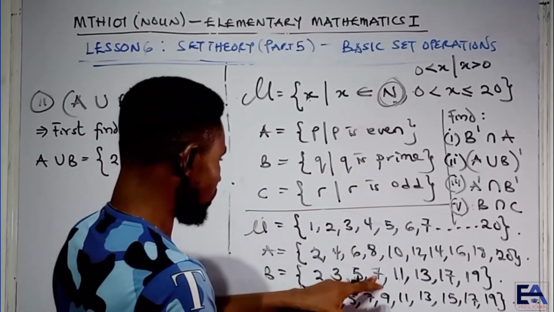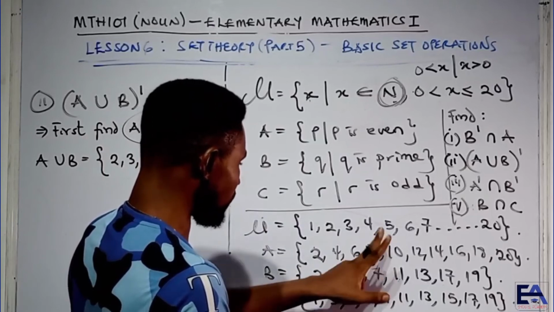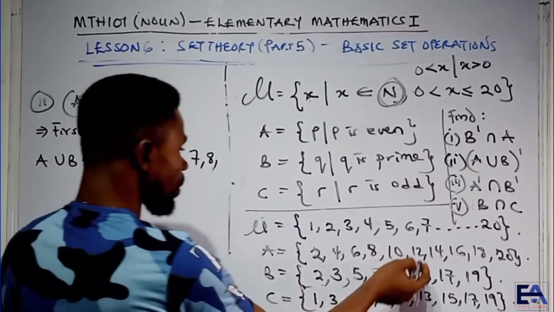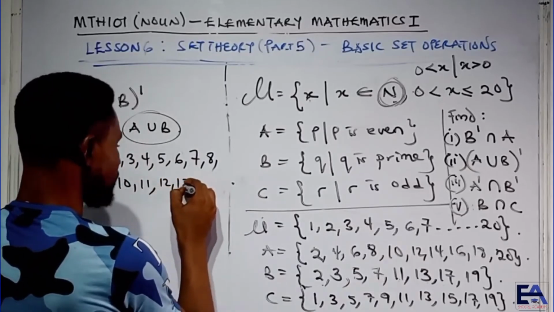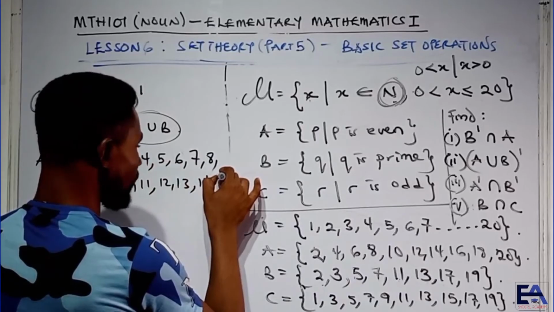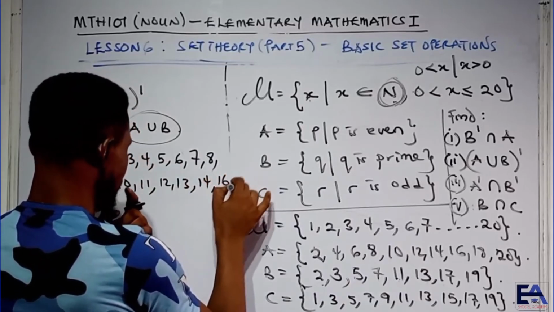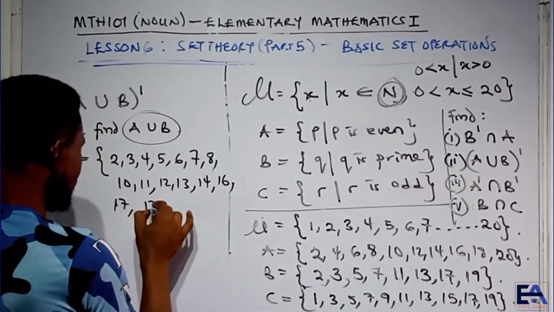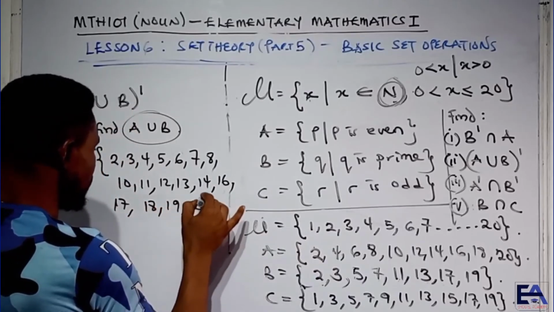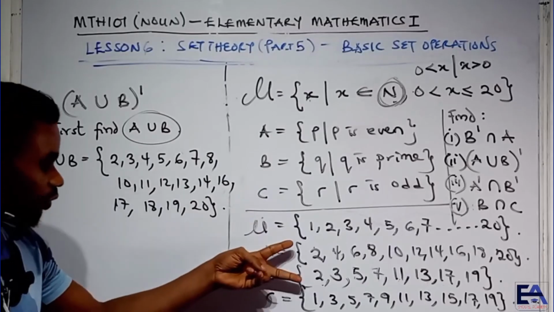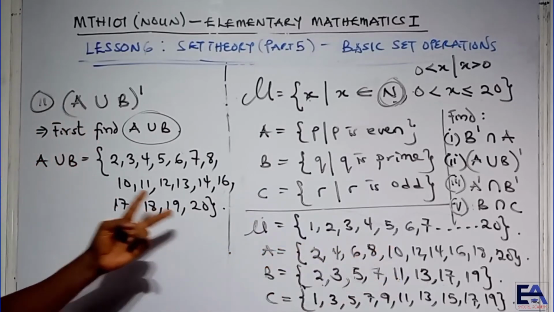Okay, 8. No 9 in both of them. We have 10, 11. We have 12, 13. Then we have 14. No 15. We have 14, 16. We have 17. We have 18, 19, and 20. So this is the set of A union B, the combination of A and B. That is what we just fetched out.